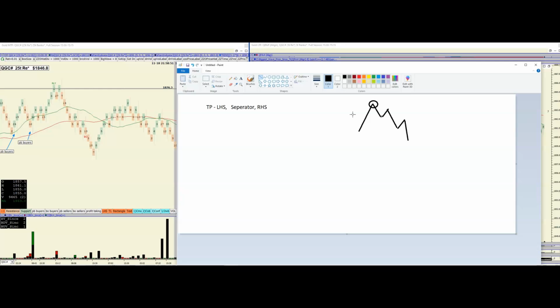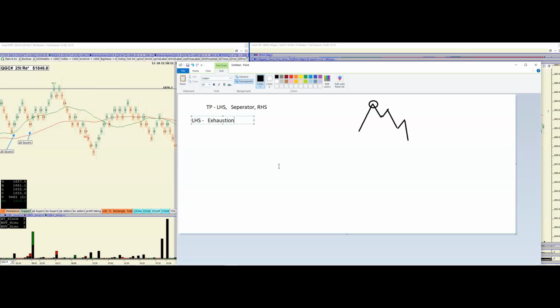All right, but the first step is to understand that there are a number of key behaviors and they have to be stringed together. So I'm breaking it down in three pieces. The first is left-hand side, second is separator, and third is the right-hand side. So let's go over the left-hand side. Left-hand side, you must have exhaustion. All right? You must have exhaustion on the left-hand side.